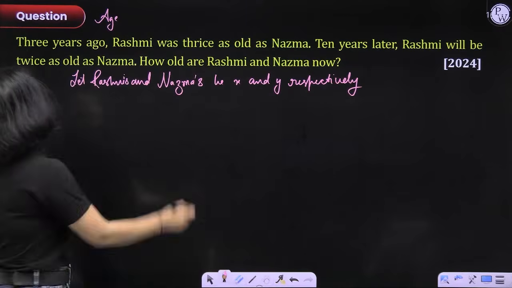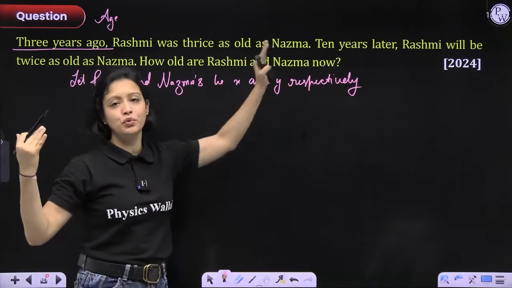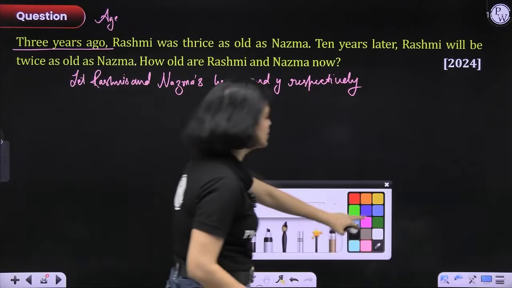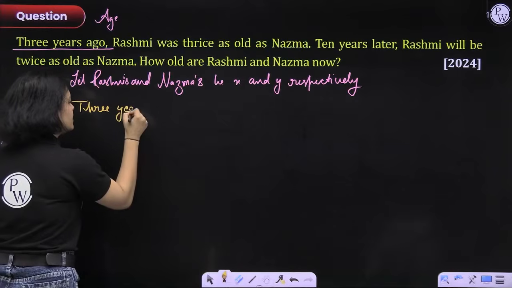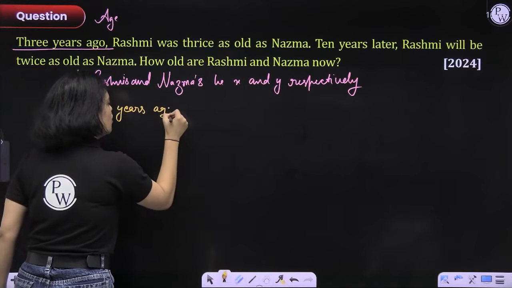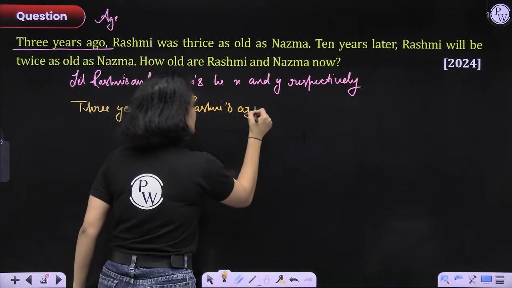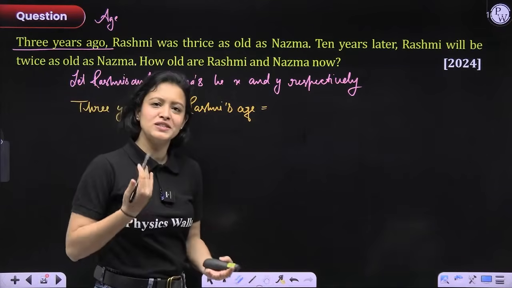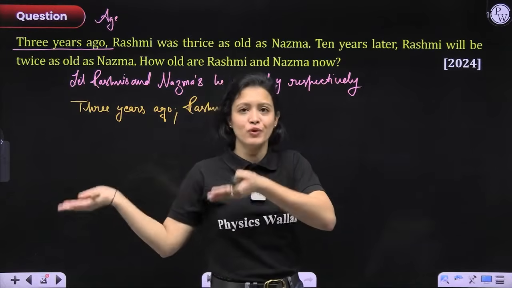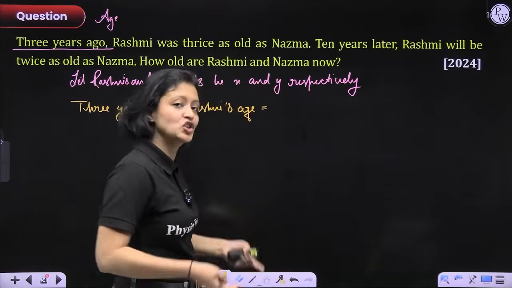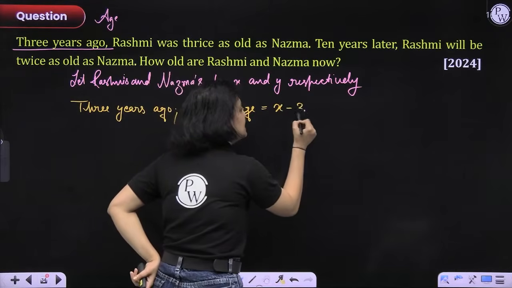Now, let's start. First thing first, 3 years ago. They are giving a relationship between both their ages 3 years ago. So first of all, you should think, 3 years ago, what would their ages become? What would be Rashmi's age, everyone? It is x now. So to figure out the age 3 years ago, you just have to subtract 3 from the present age. That's how you figure out your age from 3 years before, right? Just subtract from present age, not the other way around. Okay? So present age minus 3.